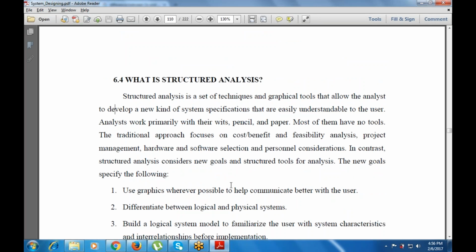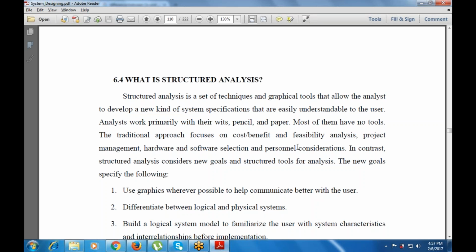Now, next is structured analysis. That is a set of techniques and graphical tools that allows the analyst to develop a new kind of system specification that is most easily understandable by the user. The analyst works primarily with words, pencil, and paper, so there is a rough idea available with the tools of structured analysis.